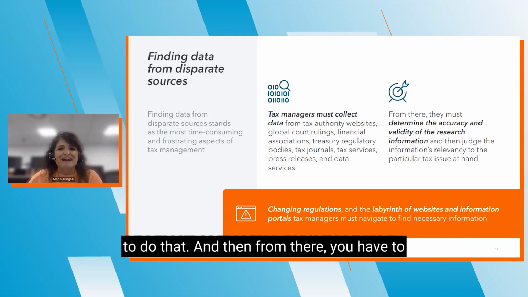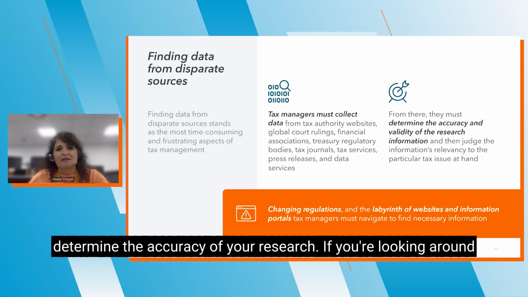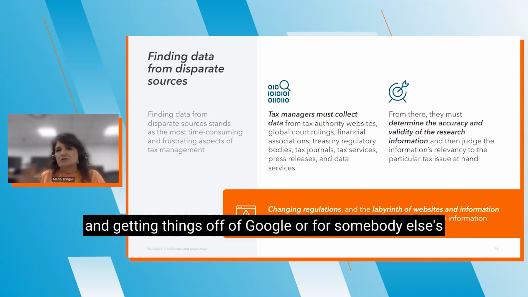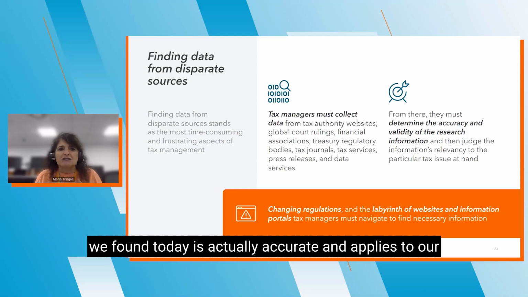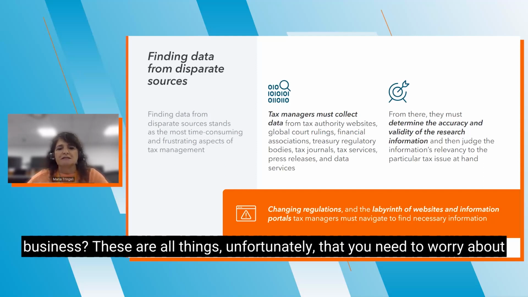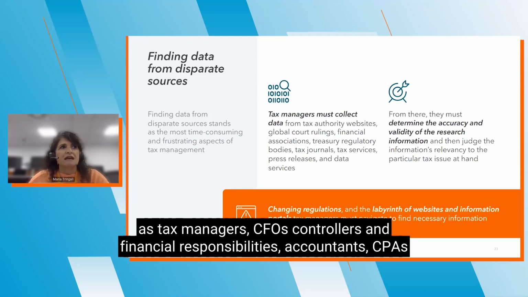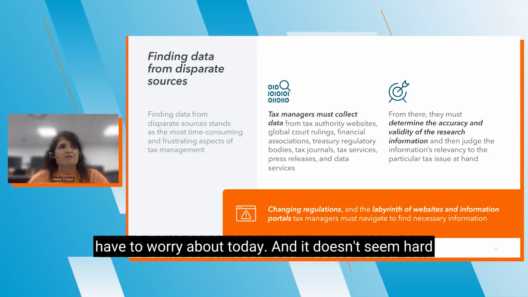And then from there, you have to determine the accuracy of your research. If you're looking around and getting things off of Google, off of somebody else's website, is that accurate? How do we know that what we found today is actually accurate and applies to our business? These are all things, unfortunately, that you need to worry about as tax managers, CFOs, controllers, and financial responsibilities accountants, CPAs have to worry about today.